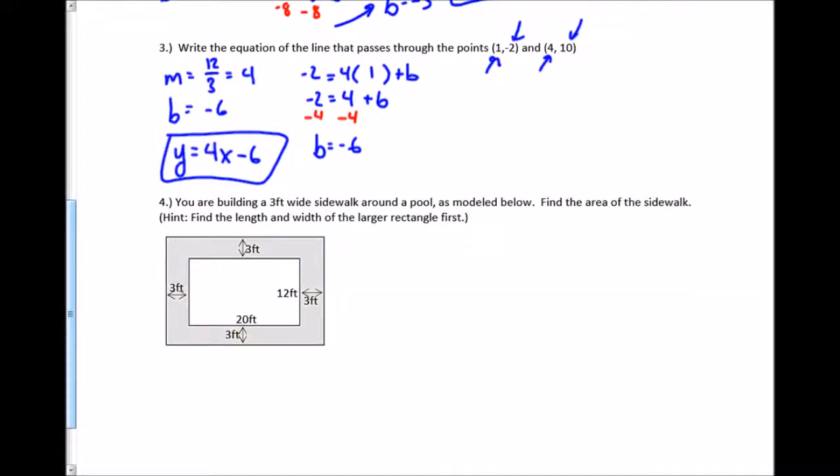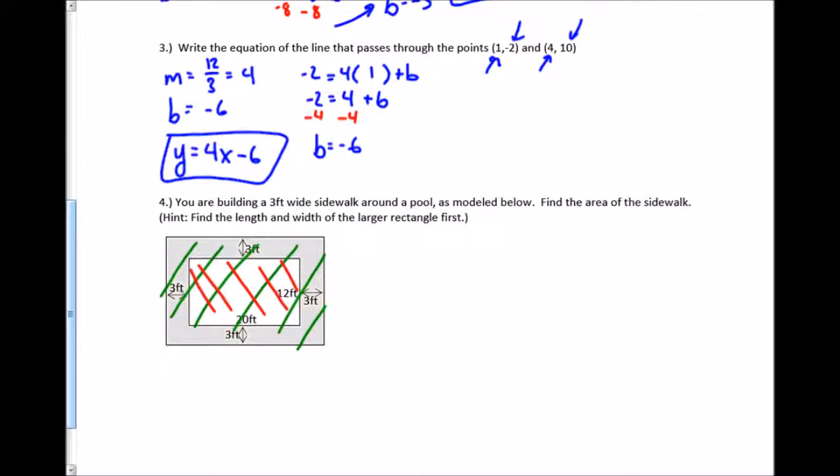For this one, we're building a 3-foot wide sidewalk around a pool, as modeled below. I've got the length and the width of the pool, and I want to find the area of the sidewalk. So essentially what I have to do is find the area of this entire thing, and then I have to subtract the area of the pool. Okay, I've got to subtract. And what I'll be left with is then the area of the sidewalk.